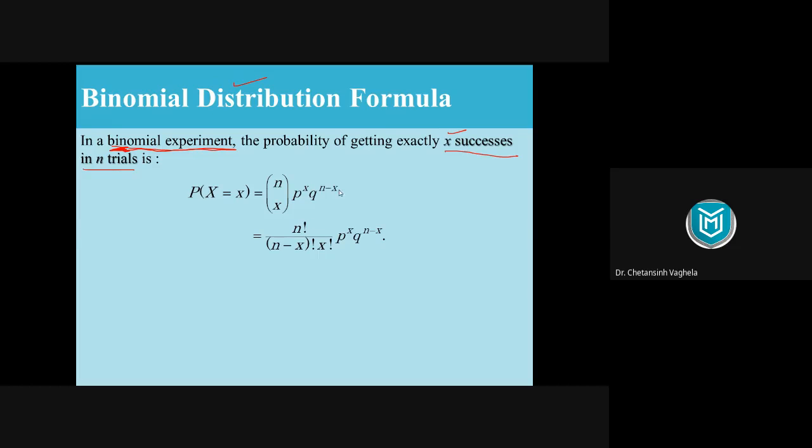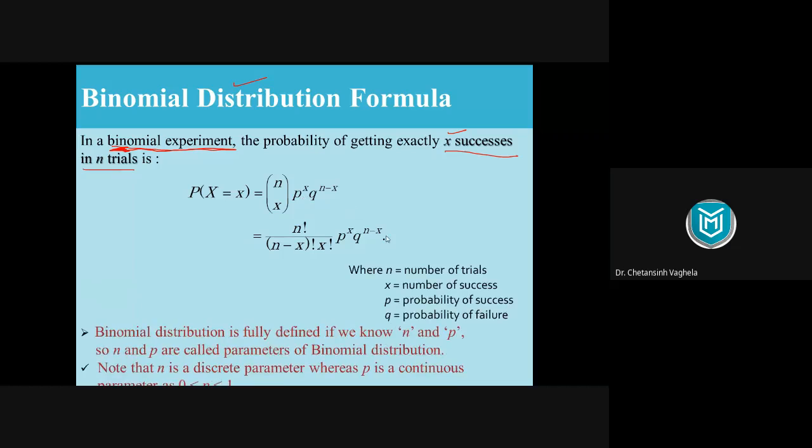q raised to n minus x. Here I have used some notation and I have already made it clear. Small n means number of trials, p means probability of success, q means probability of failure. Small p and small q mean probability of success and failure. n means the number of times we are going to repeat that particular trial, and x means the number of successes we require.